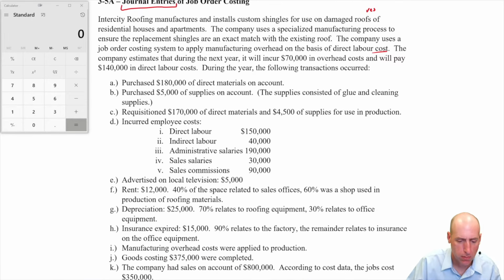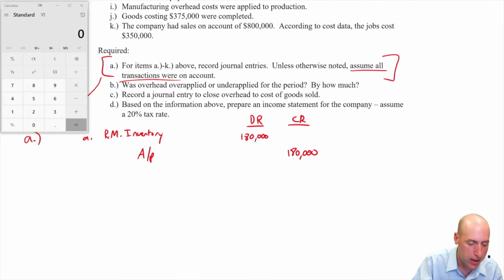B, purchase $5,000 of supplies on account. Okay, the magic word account. I'm going to credit accounts payable for sure. Again, if I purchased them for cash, I would credit cash, but I didn't. I purchased them on account. So credit accounts payable for $5,000.